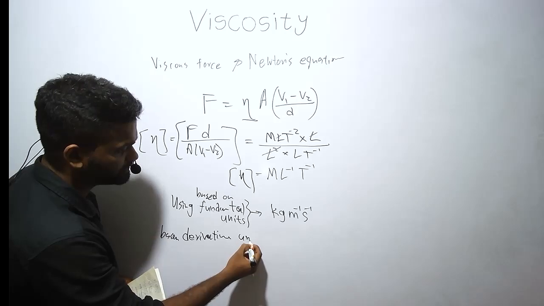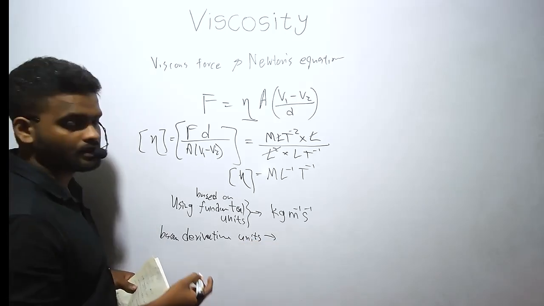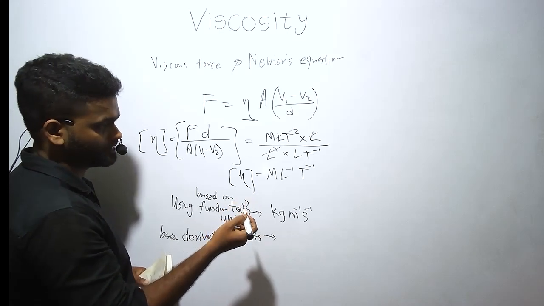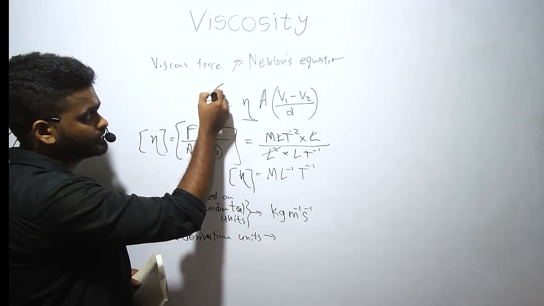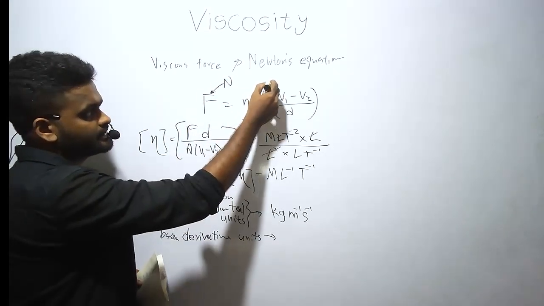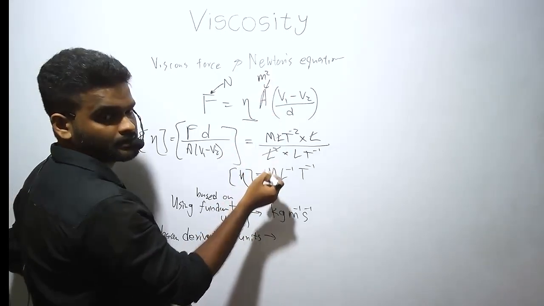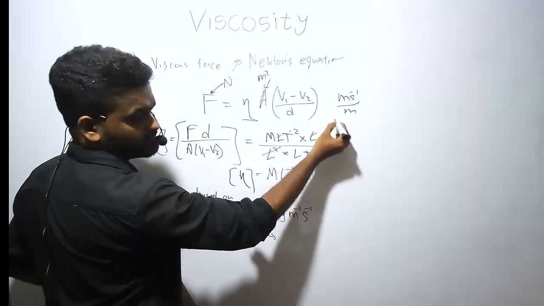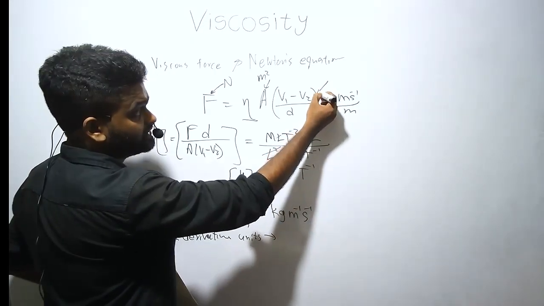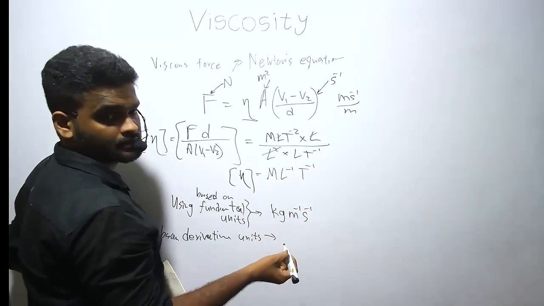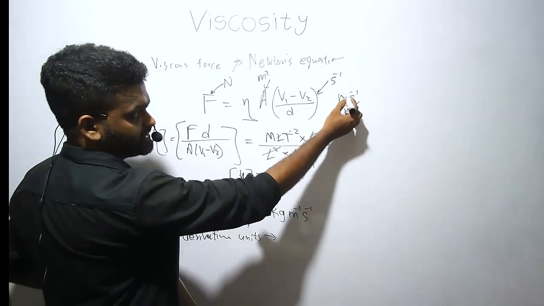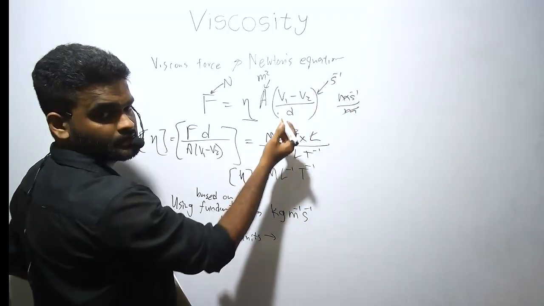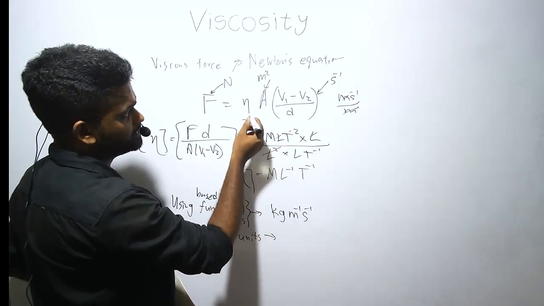Based on derivative units, how can we find that? Eta. So here we have what? Newton. This is square meter area. Velocity gradient means meters per second divided by meter, so this velocity gradient has a per second, right? If you don't understand, let me know. Velocity gradient has per second. Area square meter. Then what do you get?